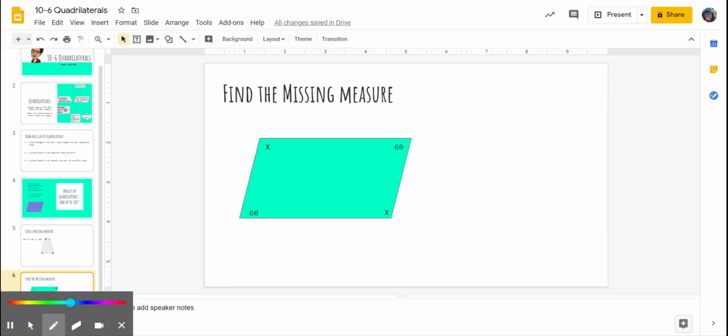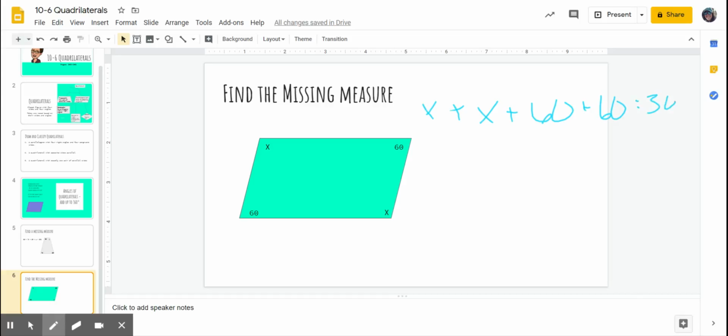So if I'm setting up this equation, what I really have is x plus x plus 60 plus 60 equals 360. So I know this is a little bit different than what we've done before, but if I have x plus x, I then have 2x. So I'm going to go ahead and add that. And then I have 60 plus 60 is 120. And then I have 360.